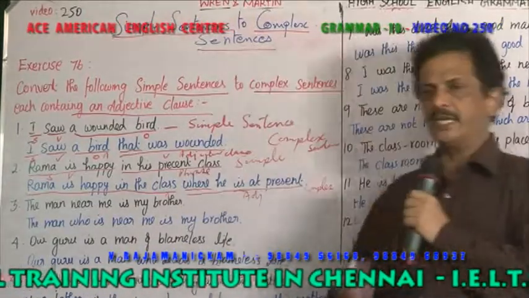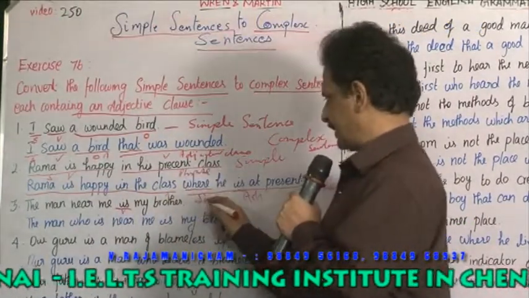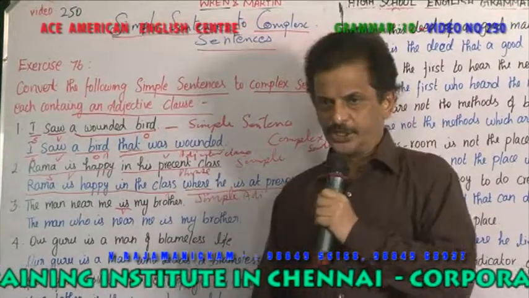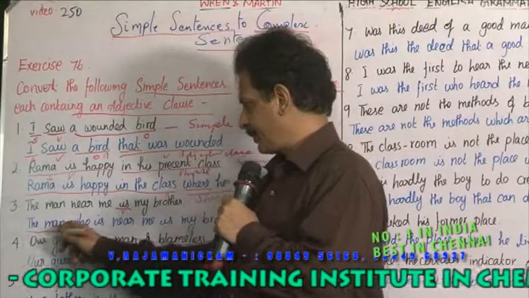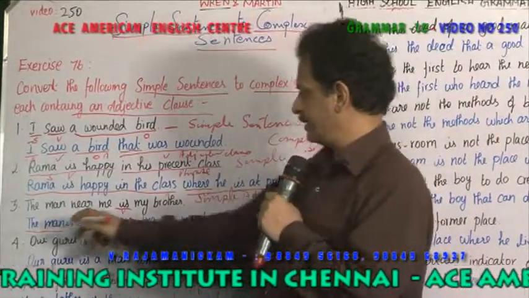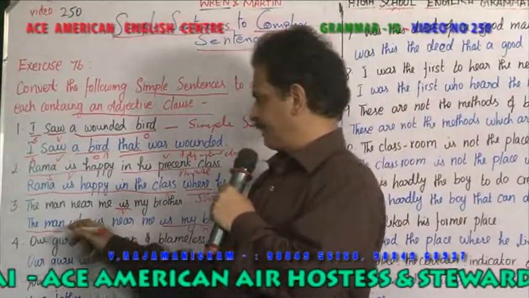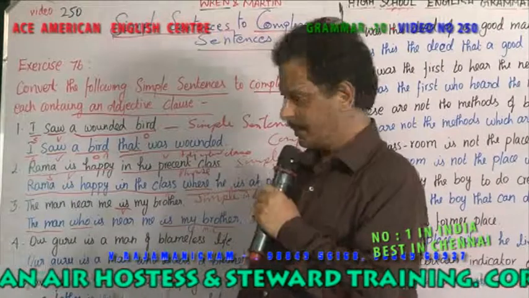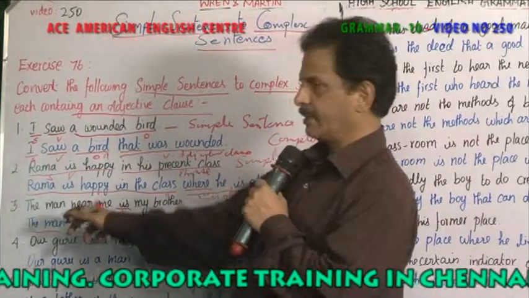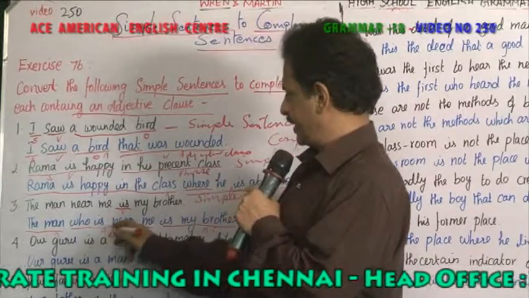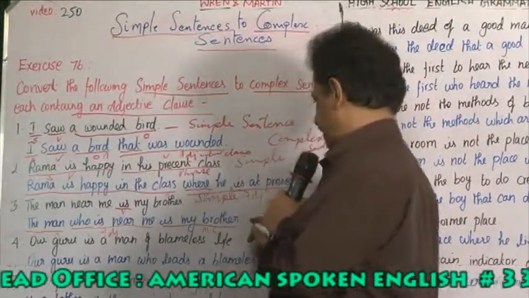Next is, the man near me is my brother. Which is the verb here? The only verb is. So, it is a simple sentence, right? Now, you have to change it into a complex sentence with an adjective clause. So, the man should be described in a sentence. So, the man who is near me, the man is my brother. This man is my brother is the main sentence, the main clause. And the man is described by who is near me. This "who" stands for what? The man. The man is a noun. Who is near me describes the man. So this becomes an adjective clause. That's what the meaning is all about. So this becomes a complex sentence, right?